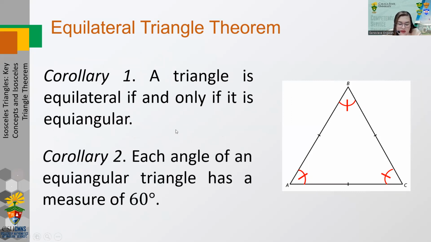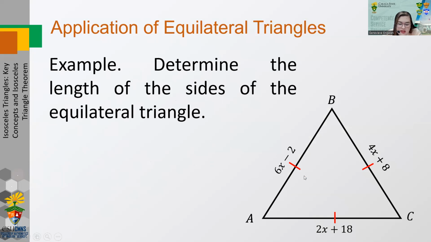So, corollary 2, each angle of an equilateral triangle has measure of 60. Equiangular meaning equal ang tanan angles. Since 180 man ni ang total, divide na to by 3, so that is 60. So, kung equiangular nga triangle, ang measure sa kada angle is 60. So, determine the length of the sides of the equilateral triangle.